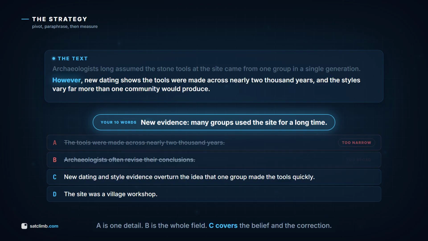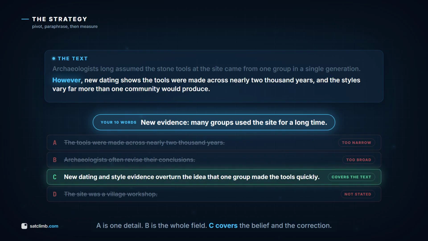Now the choices. Made across 2,000 years is true, but it is one piece of evidence. Archaeologists revise their conclusions is too big, that is the whole field. The answer has to cover both the old belief and the correction.